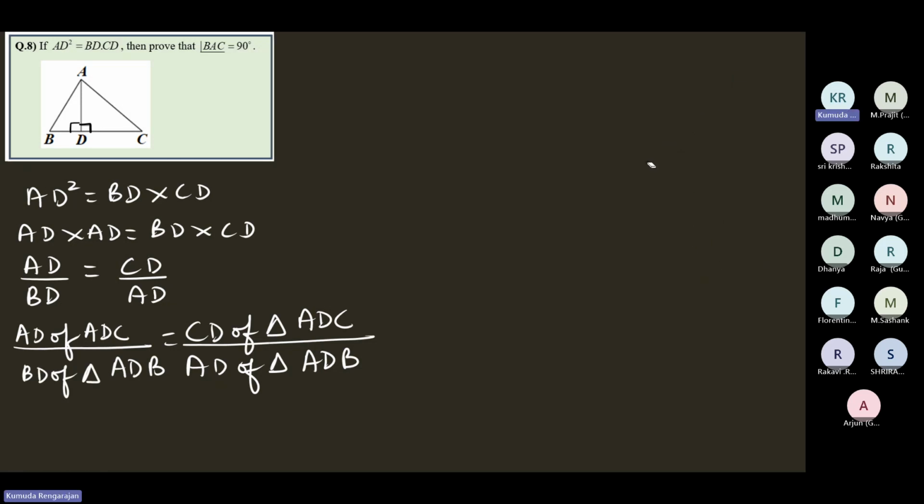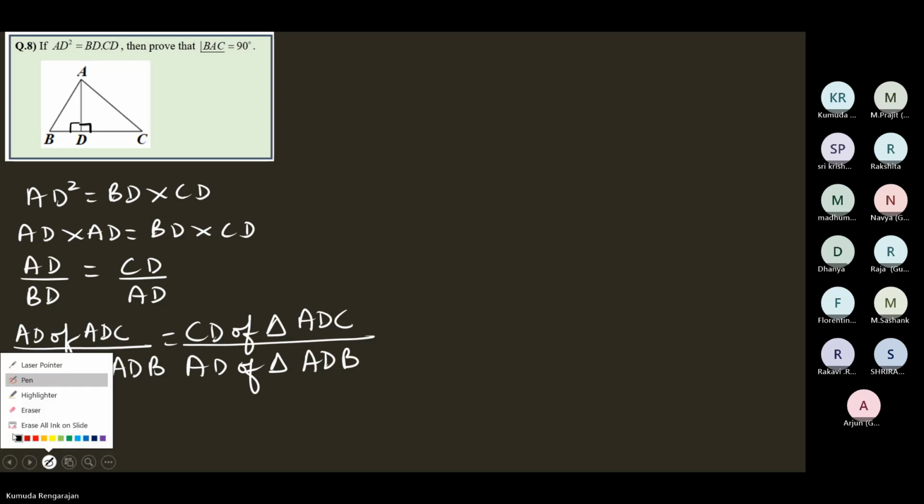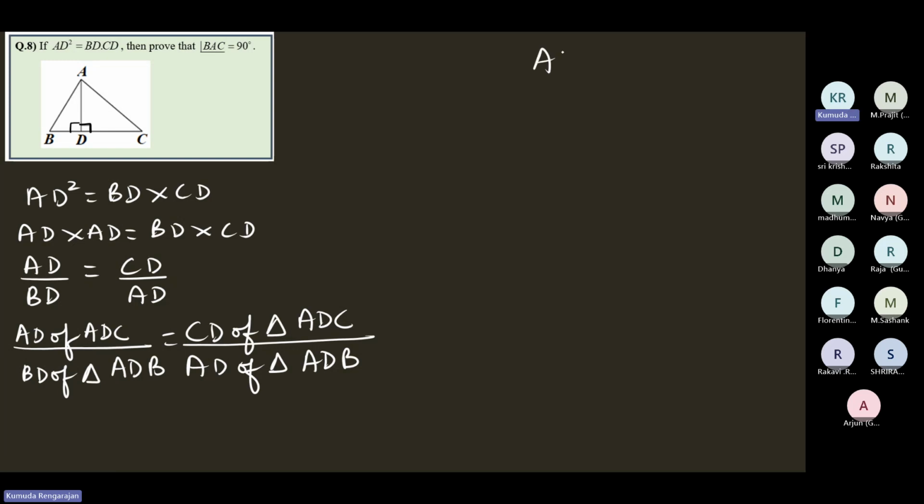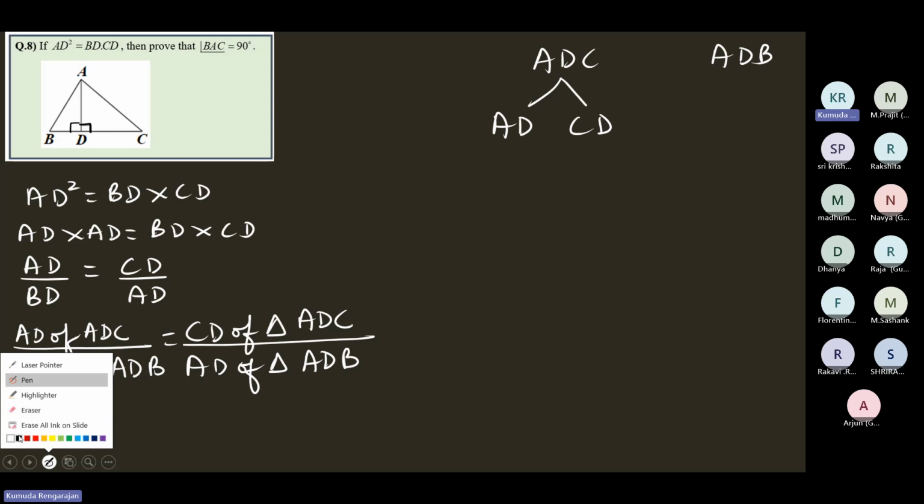Once you get the proportion, there is triangle ADC and triangle ADB. The two sides of this triangle we have mentioned in the proportion are AD and CD. The angle contained by these two sides, AD and CD, is angle ADC, which is angle 1.